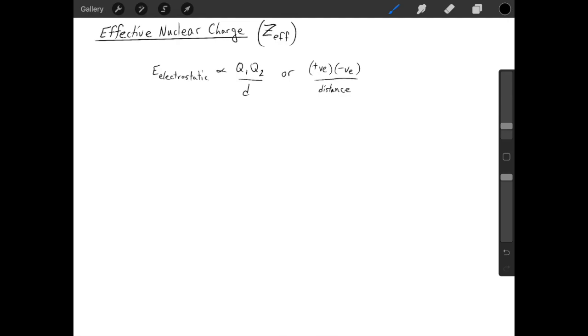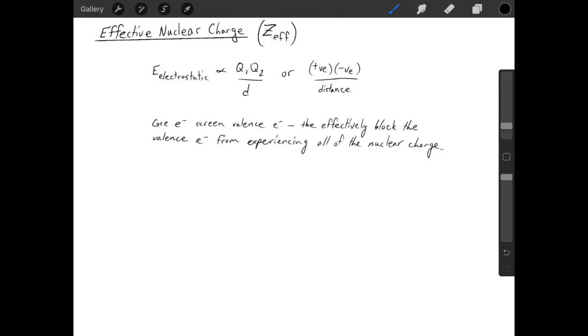And the attraction for the valence electrons isn't as easy as simply taking the nuclear charge and multiplying it by the valence electron charge and then dividing by the distance between them. The problem is the electrons in the inner core are essentially blocking some of the nuclear charge from reaching the valence electrons. We say that the core electrons are screening the valence electrons. The reason this happens is because electrons repel one another, and even though the valence electrons are attracted to the nucleus, they're also repelled away from the nucleus by the core electrons that are in between them.